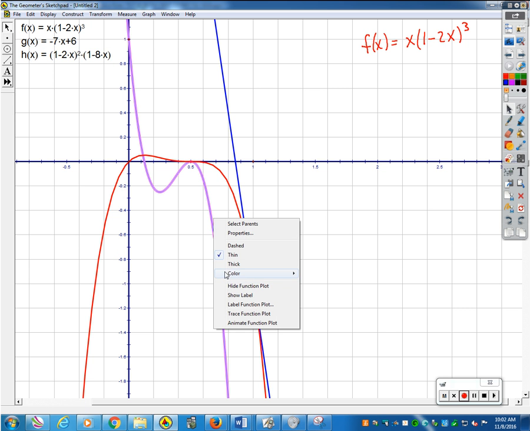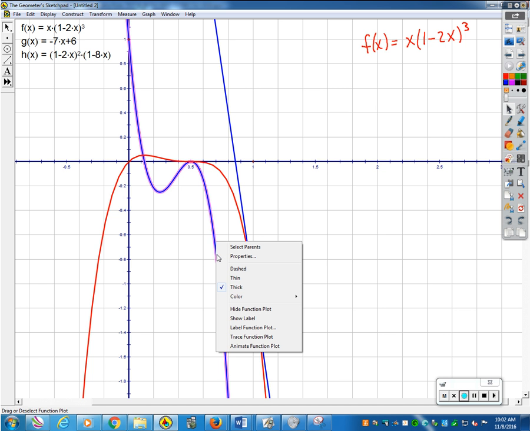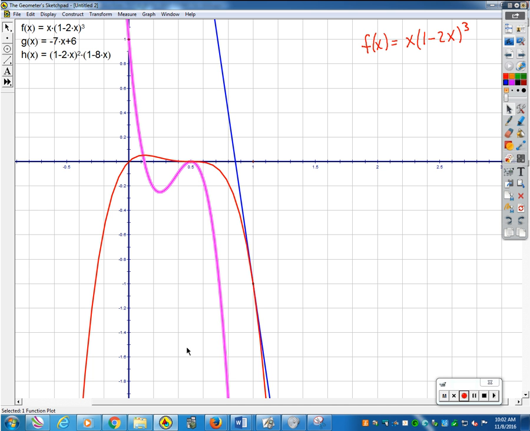Purple is the graph of that. Okay, so I can make it purple. There we go. So we now have three things we're looking at. We have the original function itself, we have f prime in purple, and then we have the tangent line in blue. So let's write this one down. The purple equation is over here, but we'll write it here. So f prime of x is equal to (1 minus 2x) squared multiplied by (1 minus 8x).